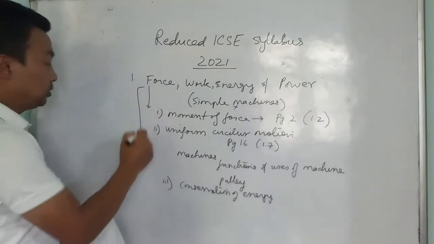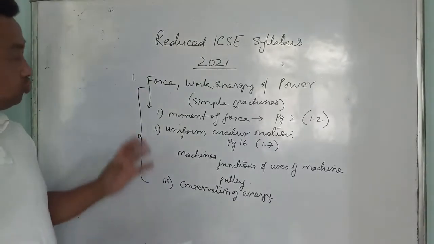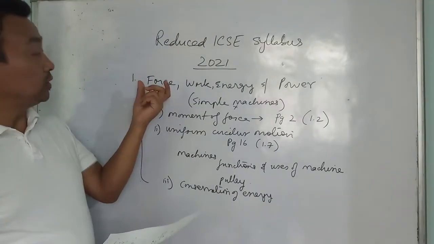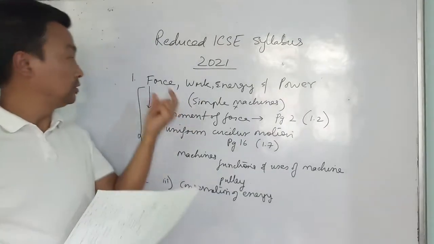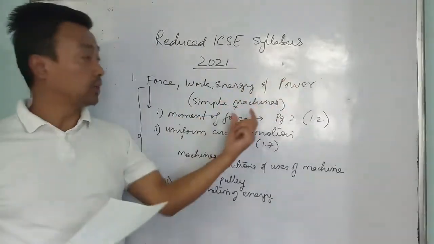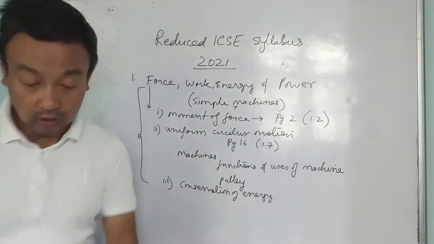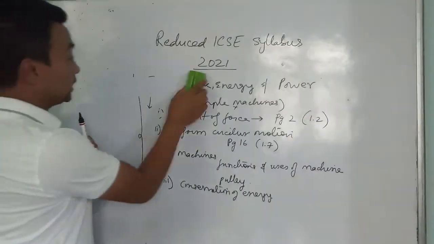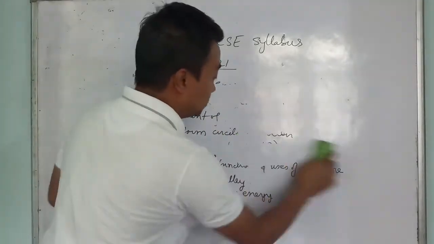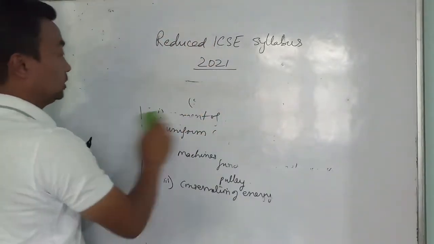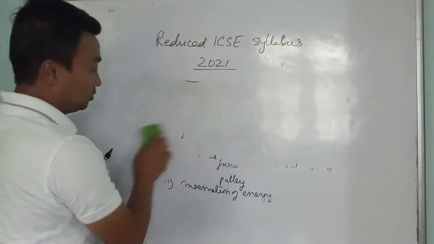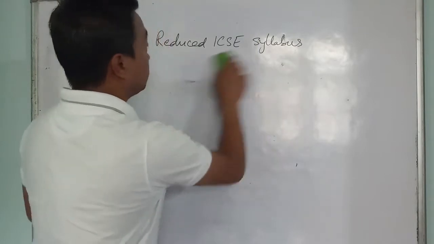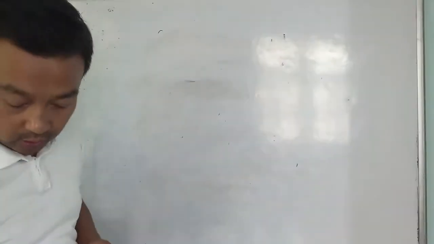So this will be your first unit. In this first unit you have three chapters that are clubbed together: force, work, energy, power, and simple machine. Now I'm going to start today the next chapter, which will be directly sound. Whatever chapters are in between are not going to come in the exam.